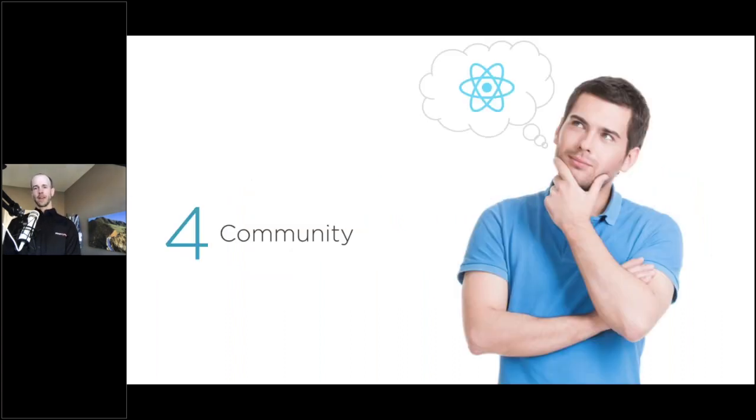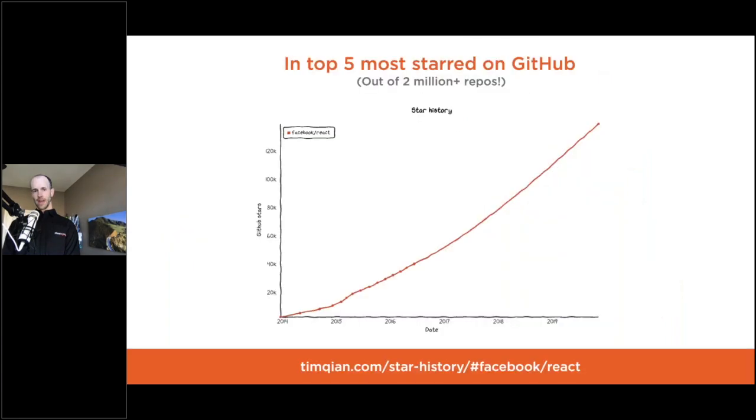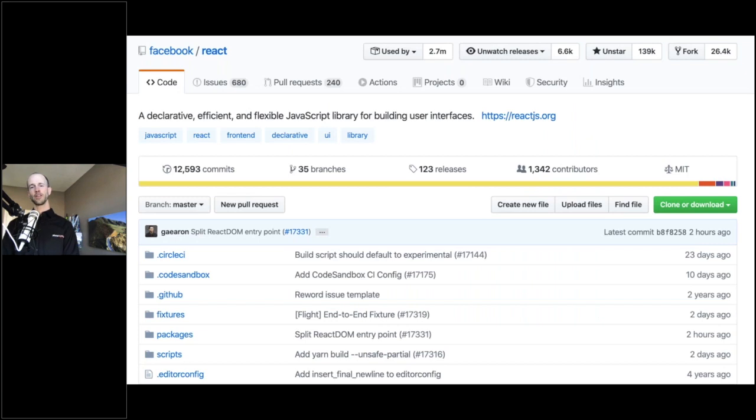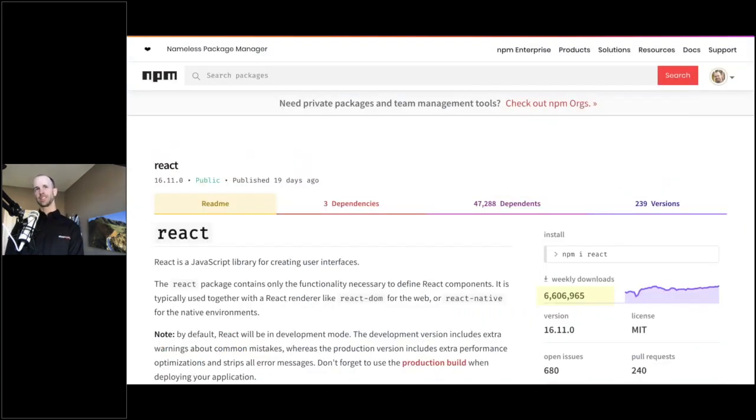The fourth benefit of React is its community. React is in the top 5 most starred repos on GitHub. There's over 2 million repos out there, and React is up there in the top 5. So we're looking at almost 140,000 stars. It's downloaded over 6.6 million times every single week.